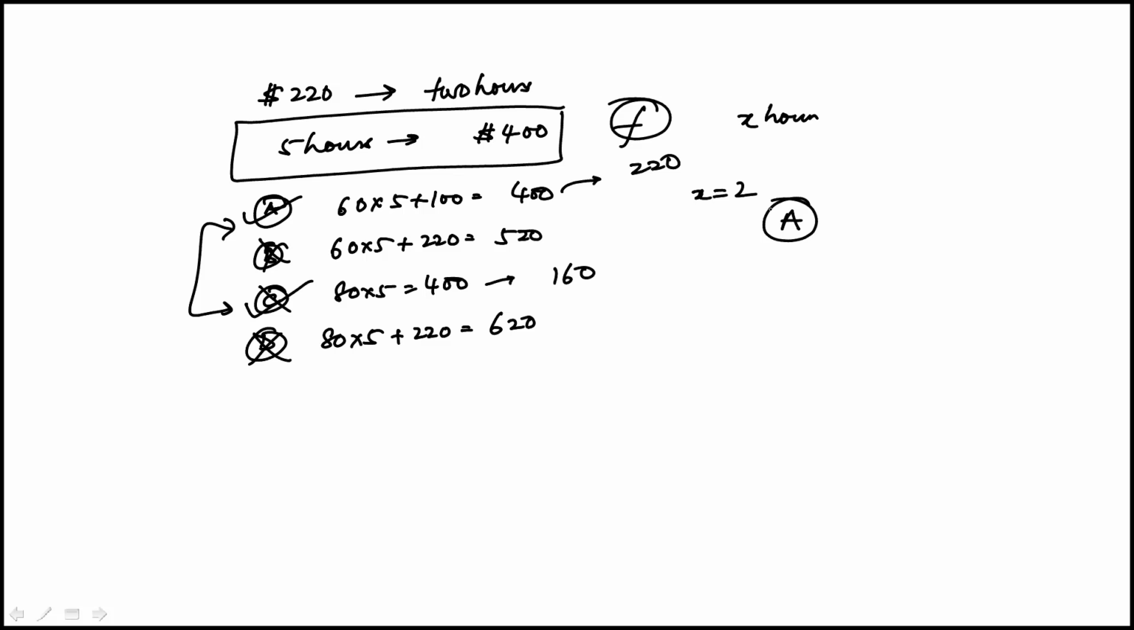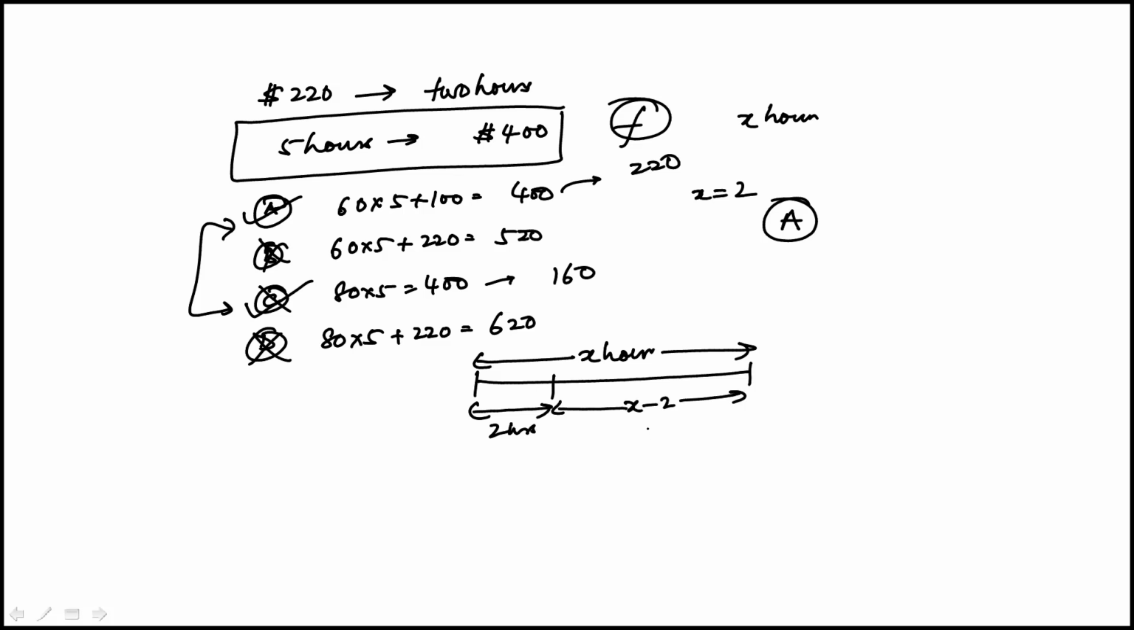Now there is a concept here that comes up in a lot of other questions where maybe the presentation won't be the same, but there's something you need to know, which is how to set these up. So if it's an x-hour repair, you have the first 2 hours, and then the remaining would be x minus 2 hours. So if the hourly fee is h, then the cost here would be $220, that would be the first 2 hours, plus h times x minus 2.